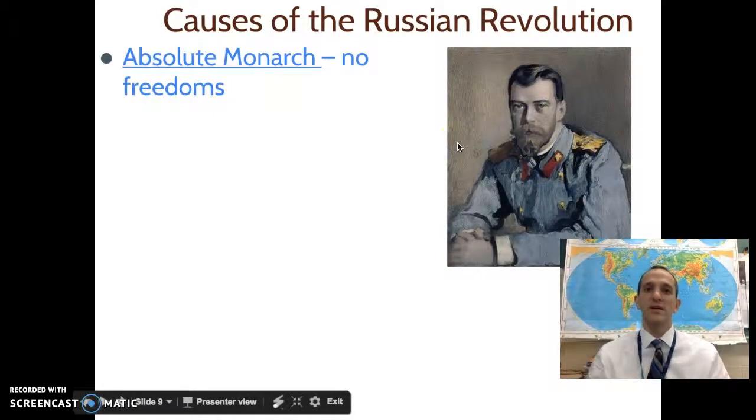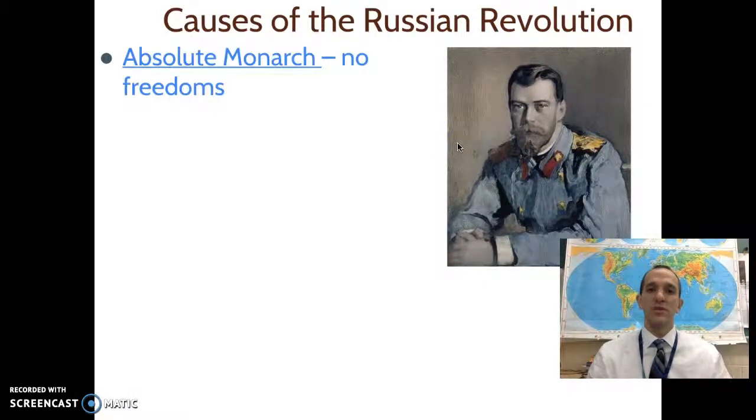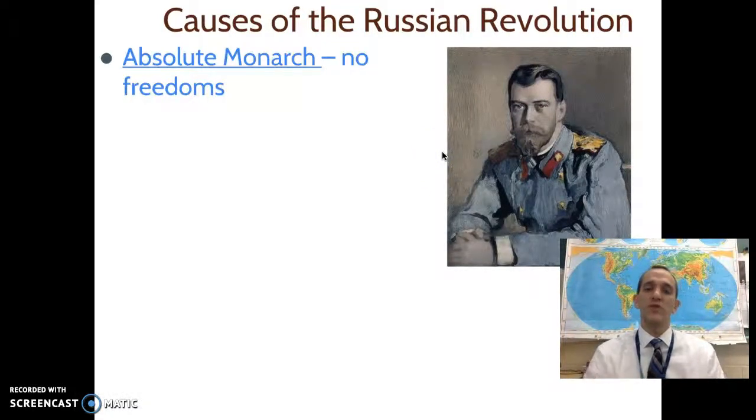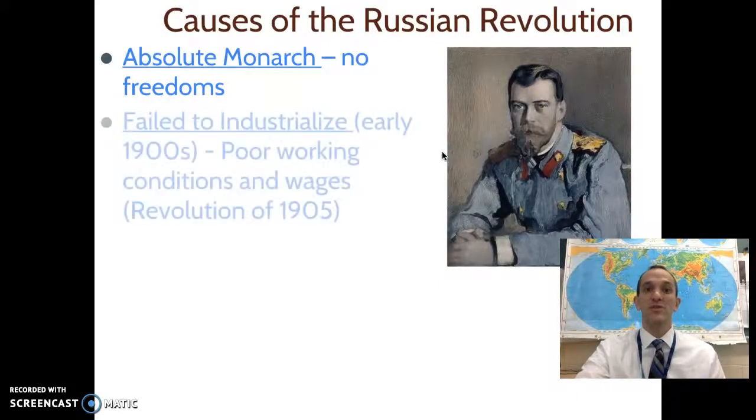Generally, he's not looked at as this evil villain like we look at a lot of other absolute monarchs. He's from the Romanov family, who've been in power in Russia for over 300 years. So this is him. His family's been in power for a long time. But keep in mind that we have Russians who are interacting with other people in Western Europe, but they don't have the same freedoms that other people in Europe have. So there's going to be a little bit of questioning over whether or not the absolute monarch is legitimate or should be in charge.